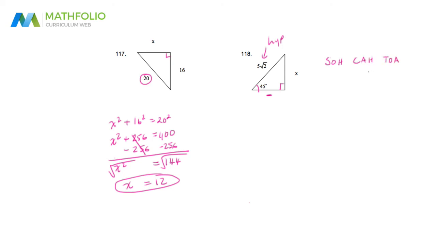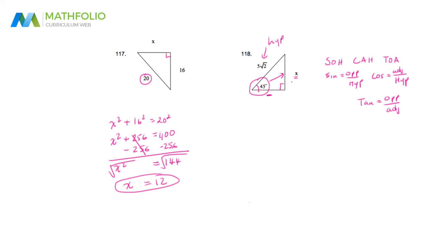Now SOHCAHTOA is a mnemonic that helps us remember that the sine of an angle equals the opposite over the hypotenuse. The cosine of an angle equals the adjacent all over the hypotenuse, and the tangent of an angle equals the opposite over the adjacent of an angle. So in this case, we have an angle right here.